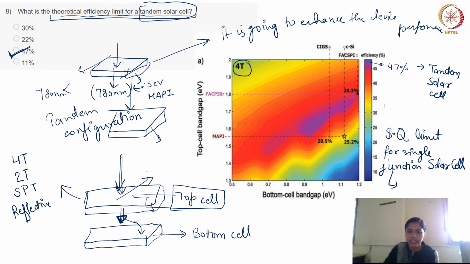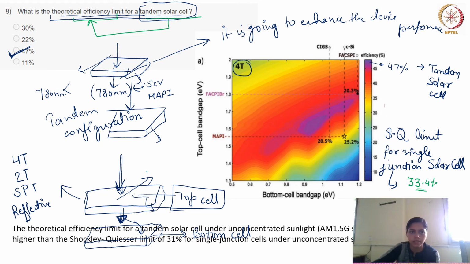Okay. So that point you have to note down, 37. Naman is saying 37. Okay. Others? So basically it is around 33.4 something. So for this question, for the tandem solar cell configuration, the theoretical efficiency limit is 47%, which is option number 3. So now let's move on to the next question.